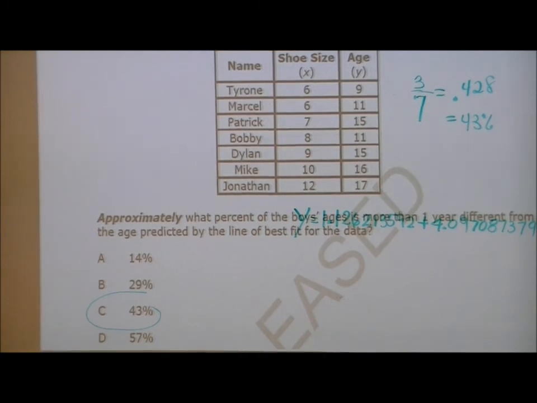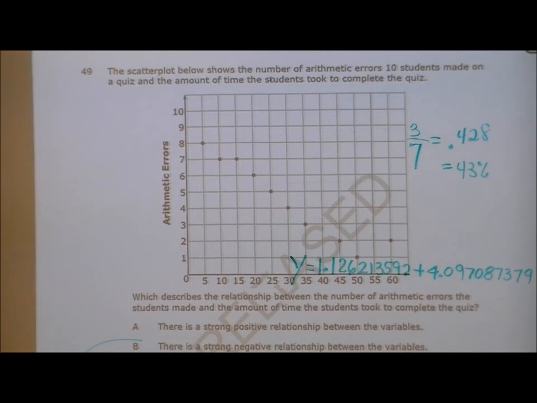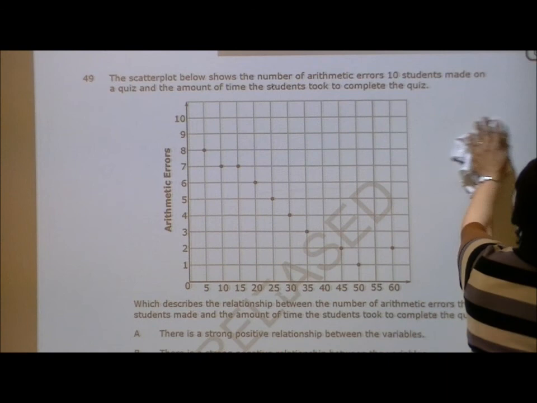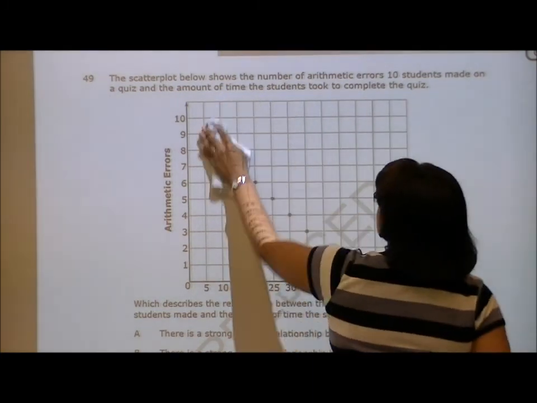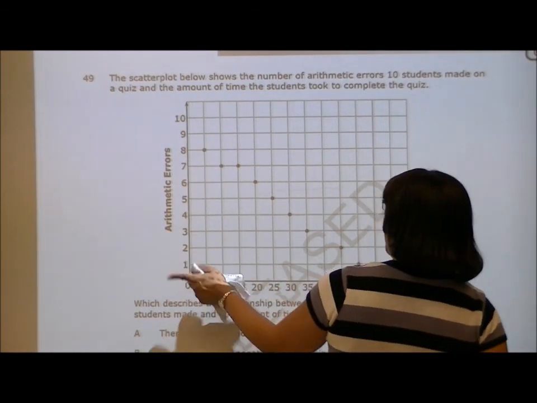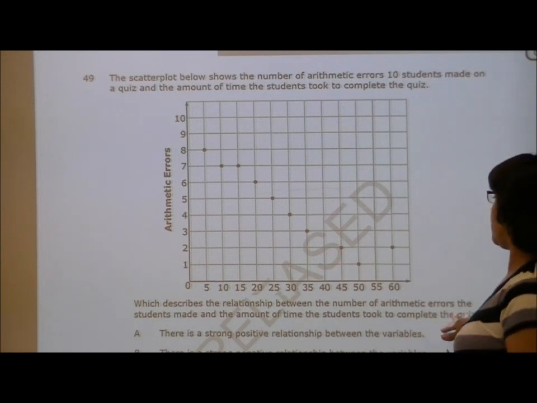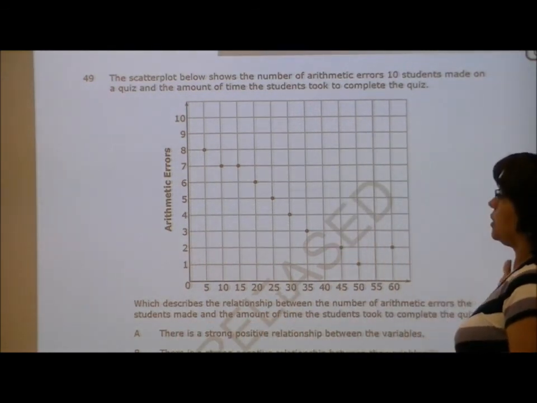49 is very easy because it's very logical when you look at the graph and you look at the choices. So for 49, we have a scatter plot. Let me erase. For 49, the scatter plot below shows the number of arithmetic errors that 10 students made on a quiz and the amount of time the students took to complete the quiz. Okay, so these are the arithmetic errors, and this is how long. Remember, time is usually on your x-axis. It describes the relationship between the number of arithmetic errors the students made and the amount of time that it took them to complete the quiz.